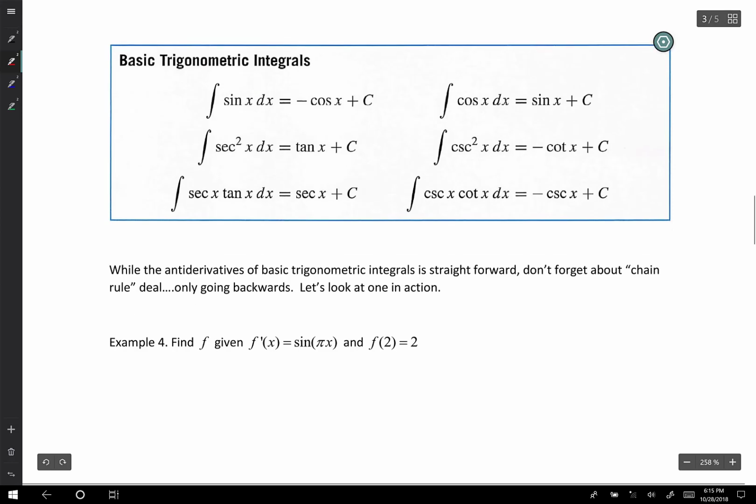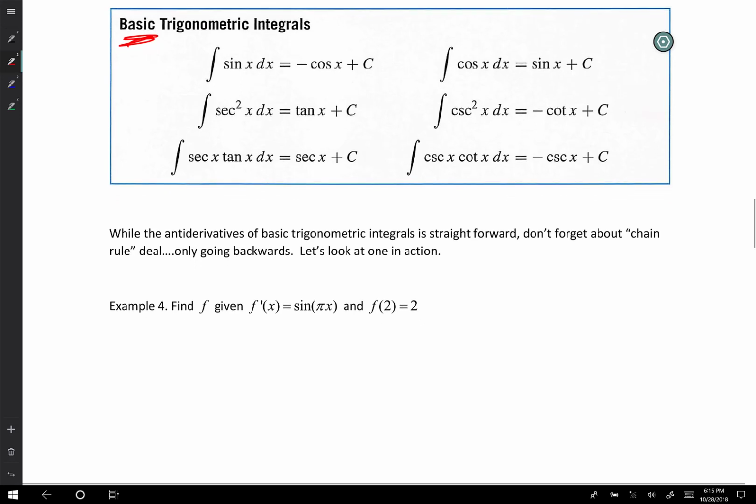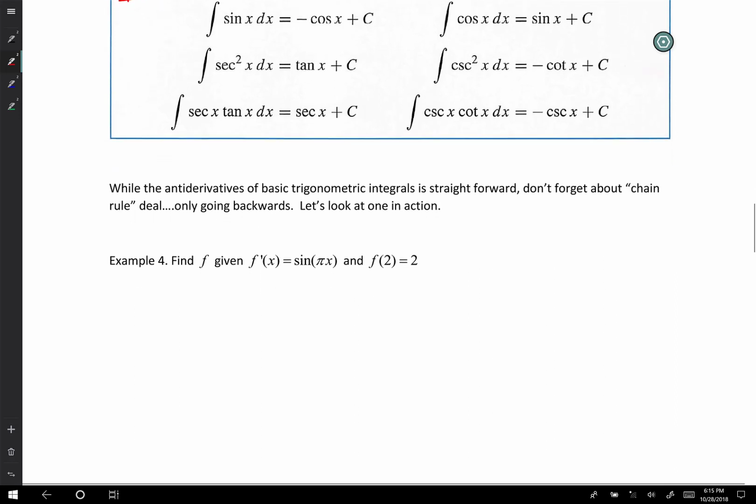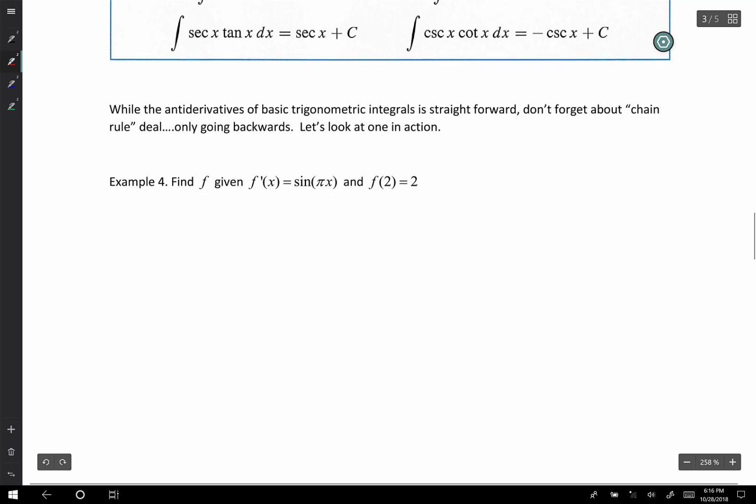We give you some basic trig integrals. Basic, lol. So yeah, there they are. Nothing crazy. You're just pretty much doing the derivative of cosine of negative sine, but notice there's a negative there because you're going backwards. Let me erase that. Pretty basic, guys. And then I put a chain rule one here. While the antiderivative of basic trig integrals is straightforward, don't forget about the chain rule, only going backwards. Look at one in action. Notice, I can't give you anything extreme yet because we haven't done u substitution. When we get to those integrals, then we'll do pretty heavy ones. But right now, we're just doing basic ones.